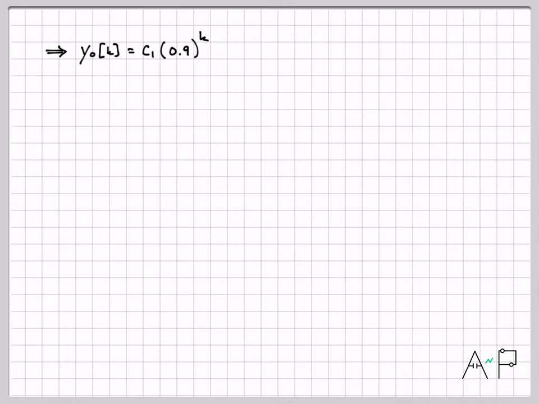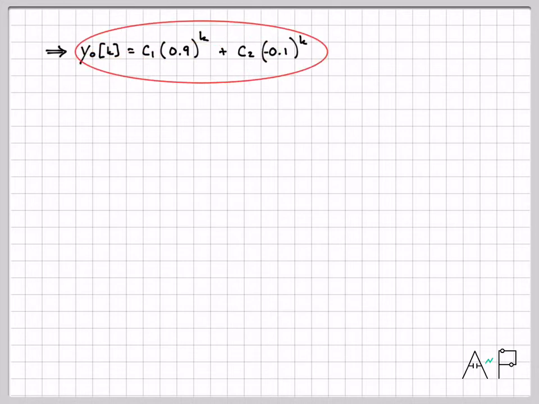I take each one of those roots, raise it to the power k, and then I put a constant in front of it. So I have to do that for the first root, so there's my first mode, plus the second root raised to the k becomes my second mode. Remember in words we said the zero input response is always a linear combination of the characteristic modes of the system. So that's exactly what I've done right here. I've taken a linear combination of the characteristic modes of the system.